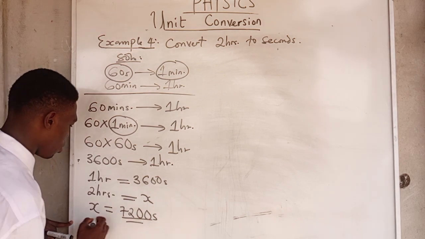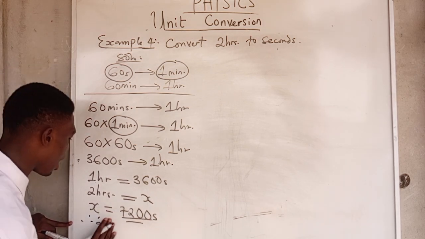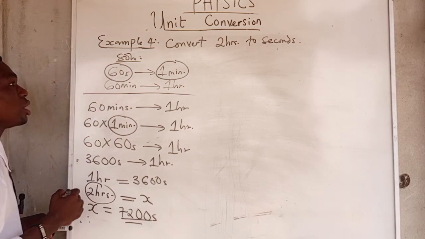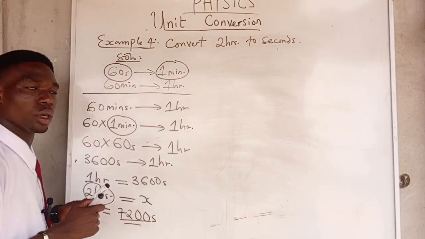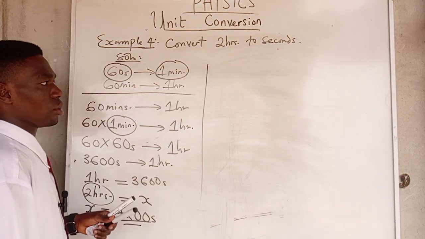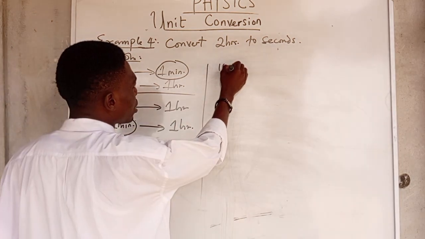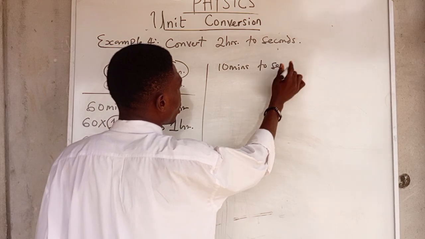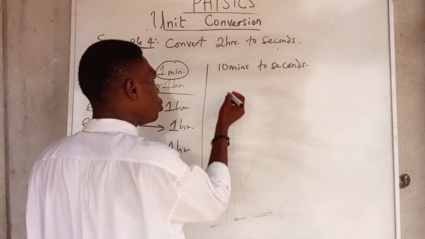So it means that we have what? We have 7200 seconds in what? In 2 hours. And that answers the question. However, what if you are asked to convert from minutes to seconds? Let's say convert 10 minutes to seconds. What would you do? 10 minutes to what? Seconds. So what will you do here?